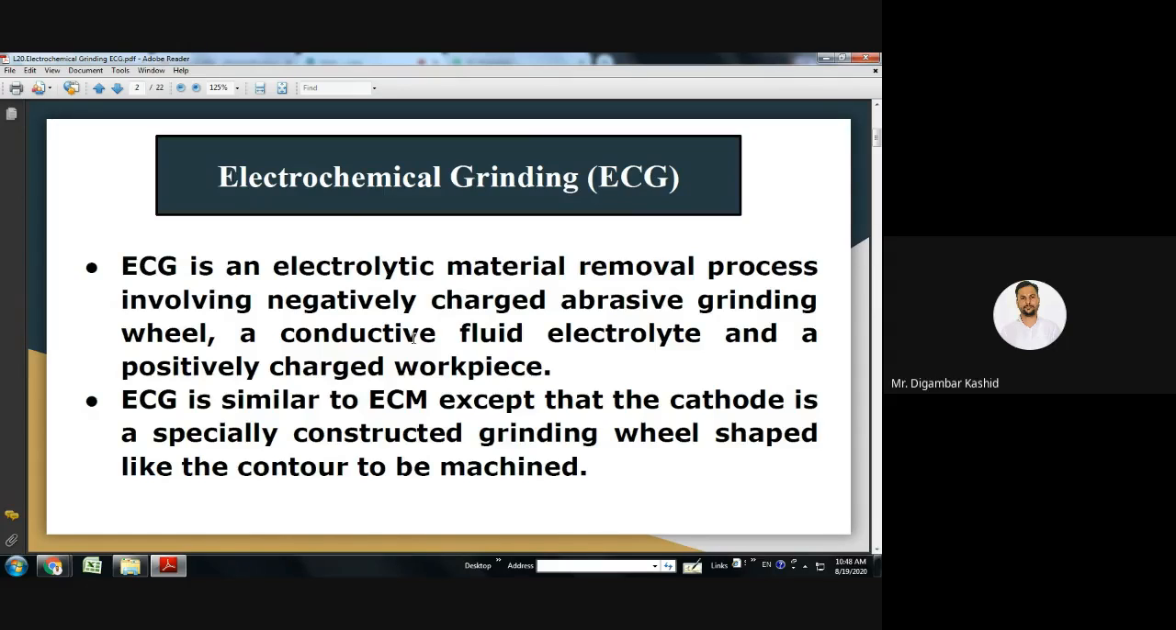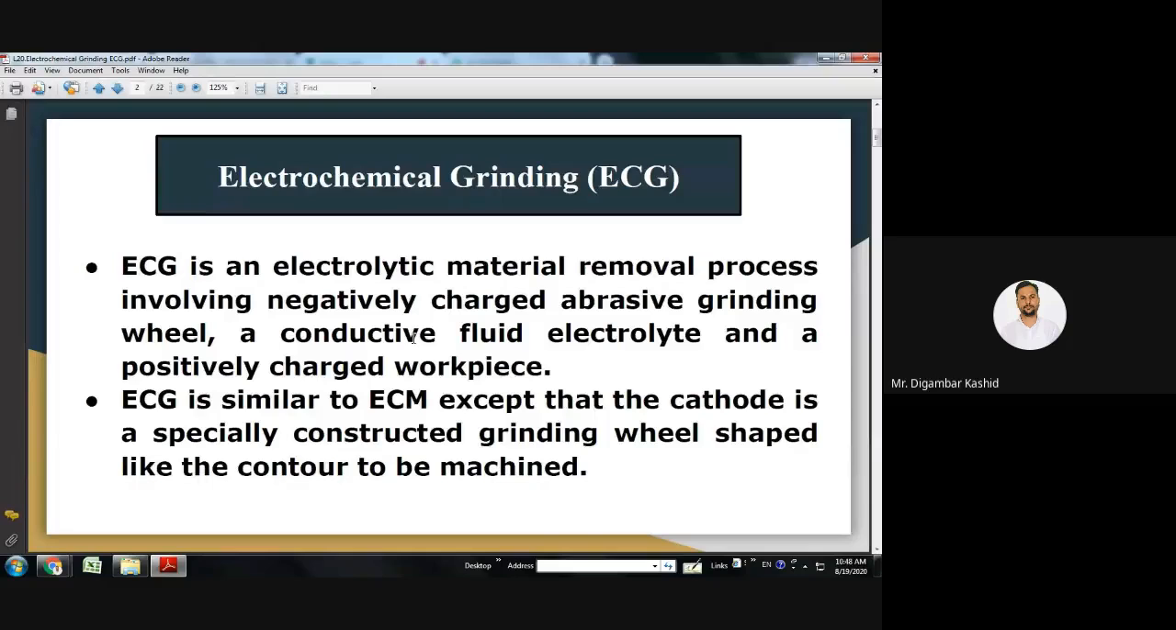Okay, so I can say this ECG is similar to ECM. Electrochemical grinding is similar to electrochemical machining, except that the cathode is specially constructed as a grinding wheel shape. Okay, your tool, that means your cathode, is specially constructed as a grinding wheel shape, like the contour to be machined. So that is electrochemical machining.